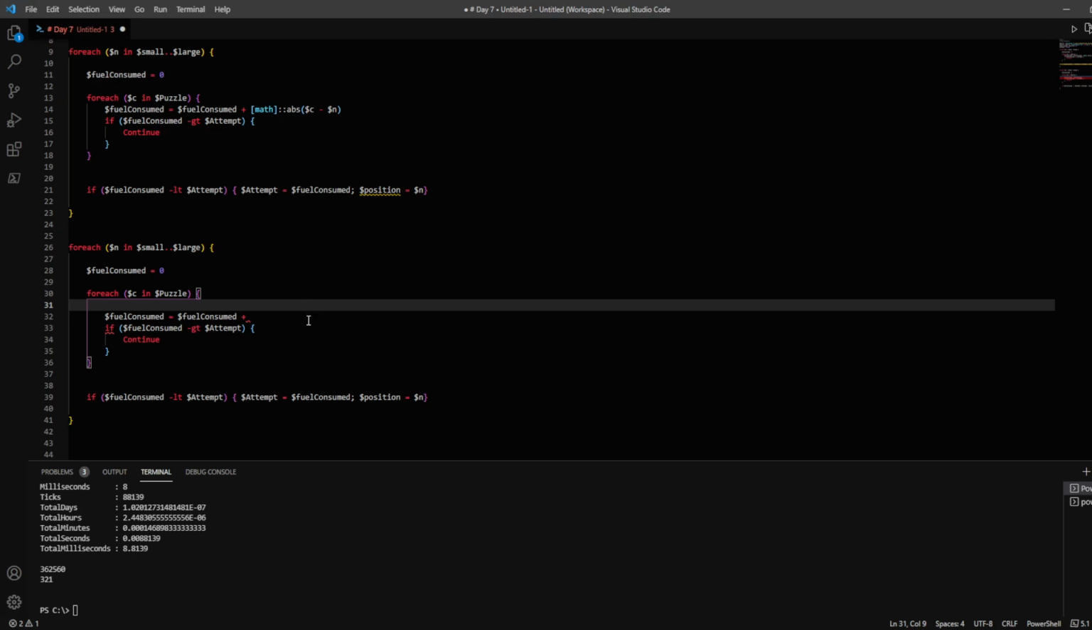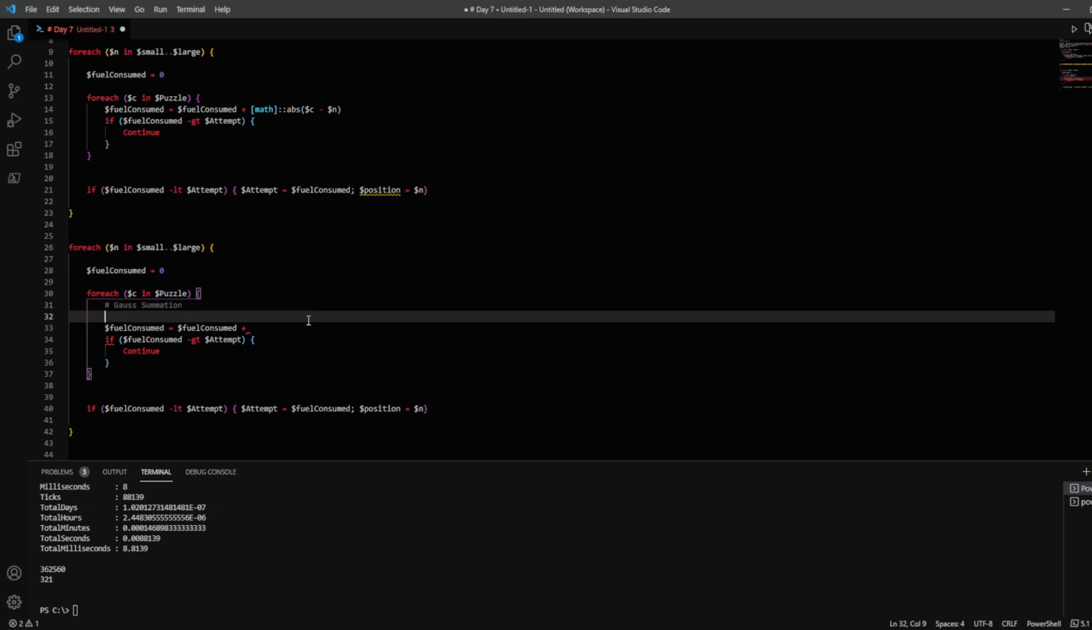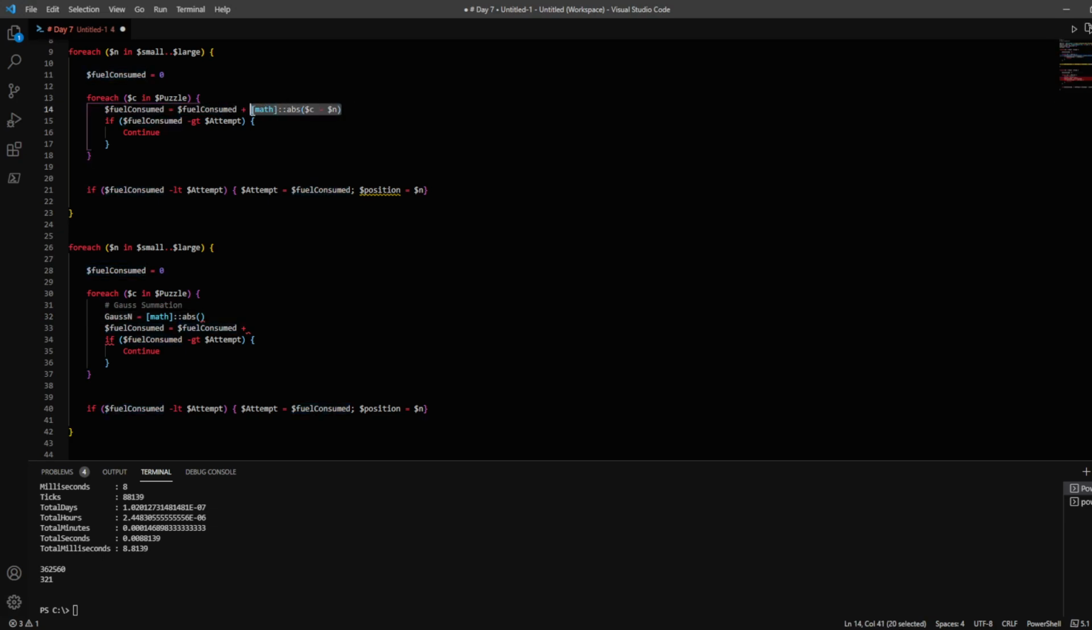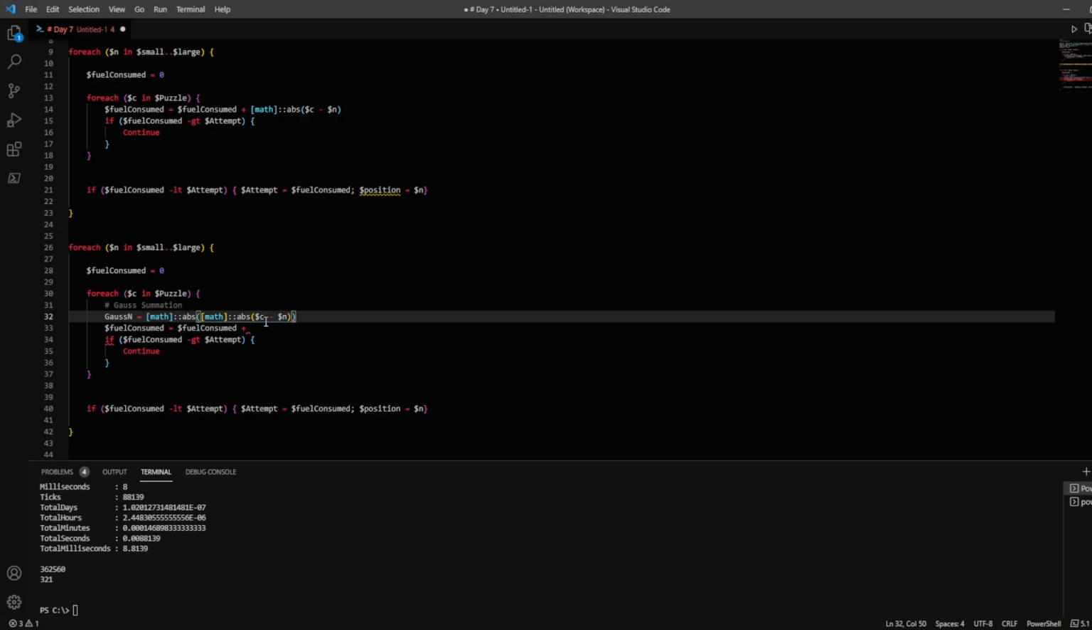And we're going to now say that we're going to use Gauss summation because I think this is awesome, to be able to use a math algorithm that already exists. So we're going to say that our Gauss n is what we already established. And we're just going to do the same problem that we had before. So this is our n, and we're going to add 1 to that.